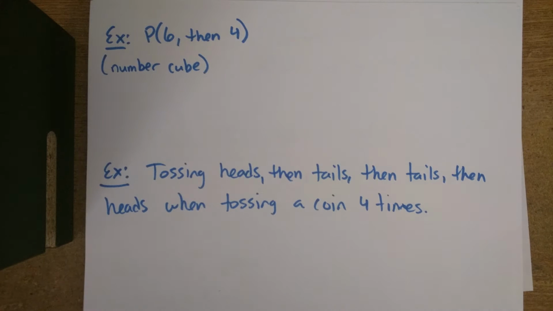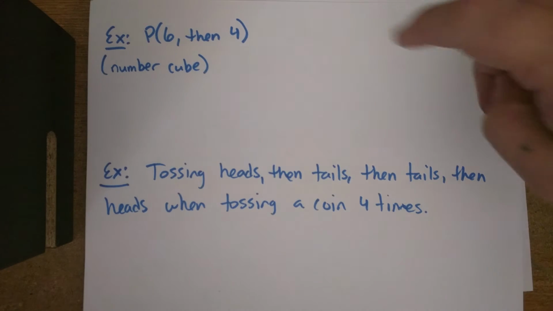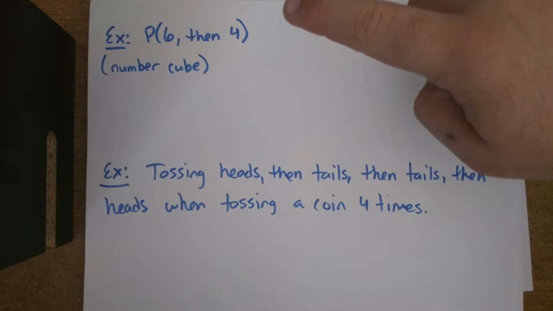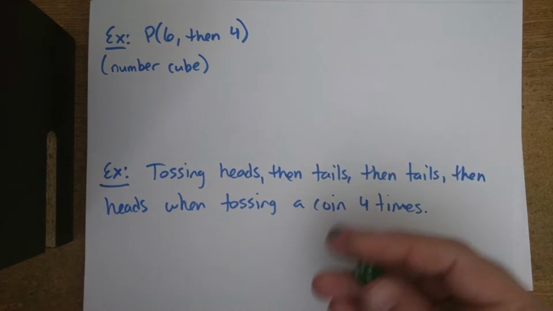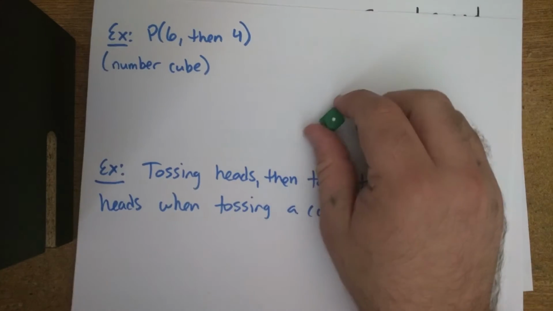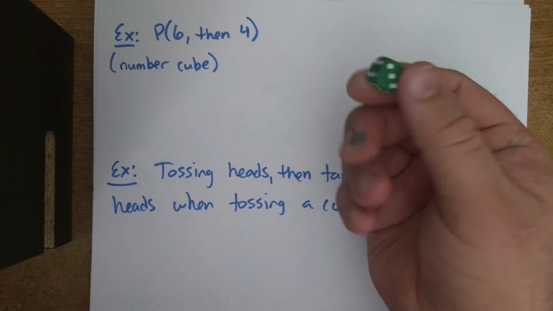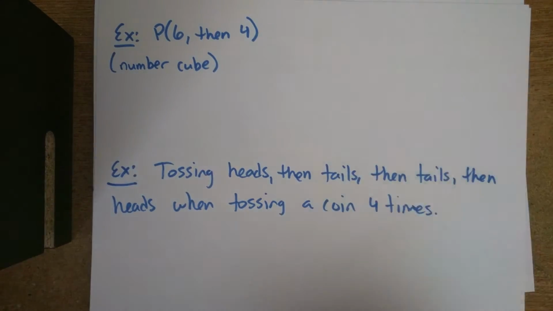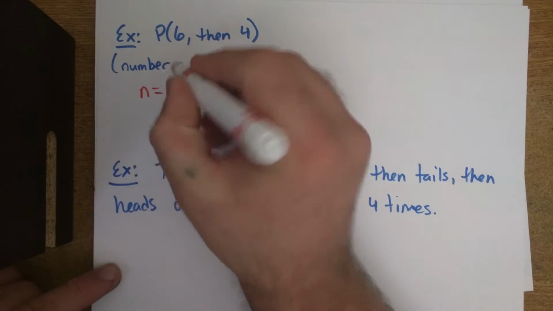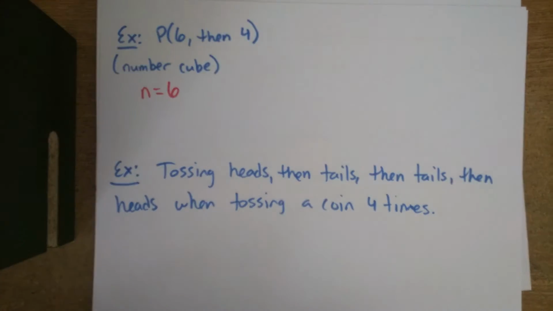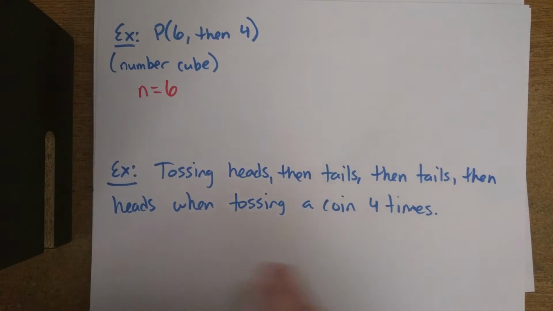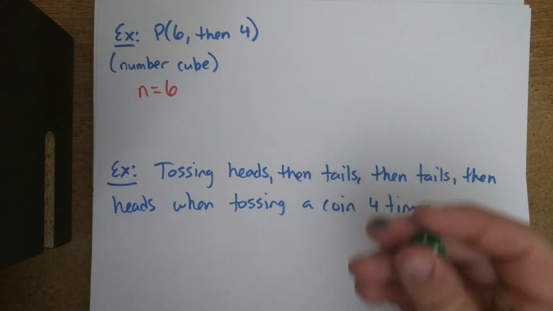All right, so think about this before we start these problems. I mean, go ahead and write this down. But we're going to find, in this first example, the probability of getting a 6 and then a 4 on what we call a number cube, otherwise known as a dice. So, a dice has 6 sides, which it's actually probably pretty helpful to say that our n value is 6, the total number of possibilities or outcomes.